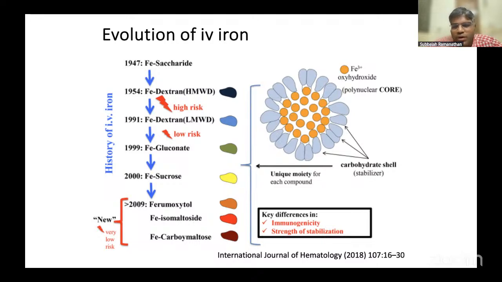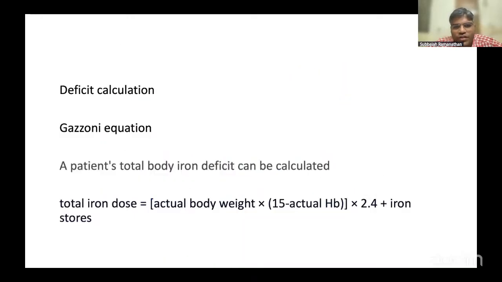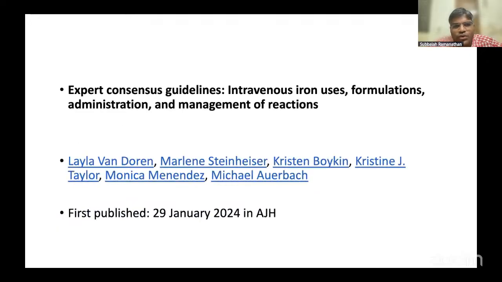And you have to remember the newer molecules have a smaller carbohydrate shell and a lesser chance of reaction. And the deficit is important. You have to calculate it to know how much iron is to be given.